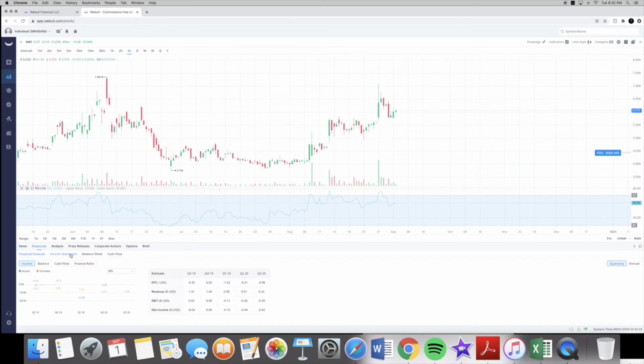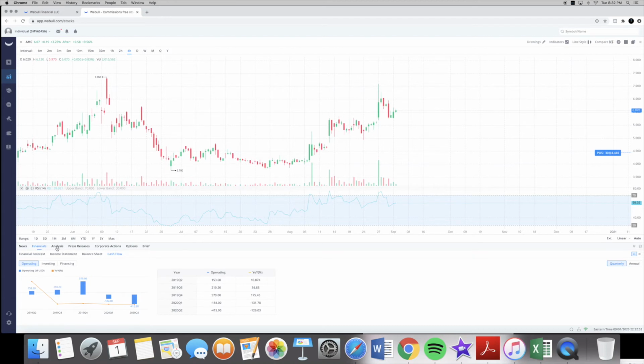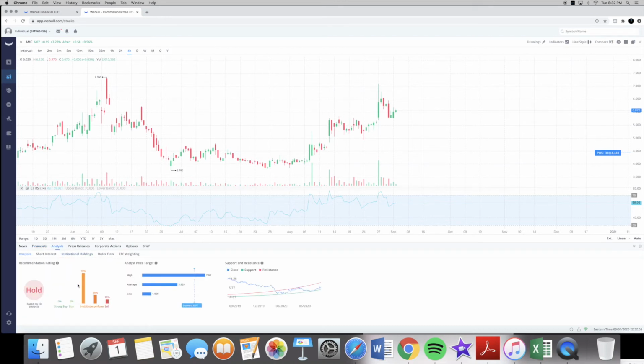Now, if we go here to financials, this is a little more advanced, but I want to show it to you guys. You can see more information about the inside of the company: income statements, balance sheet, cash flow. That's a little more advanced. But you can also look into the analysis. Analysis is a really good one.